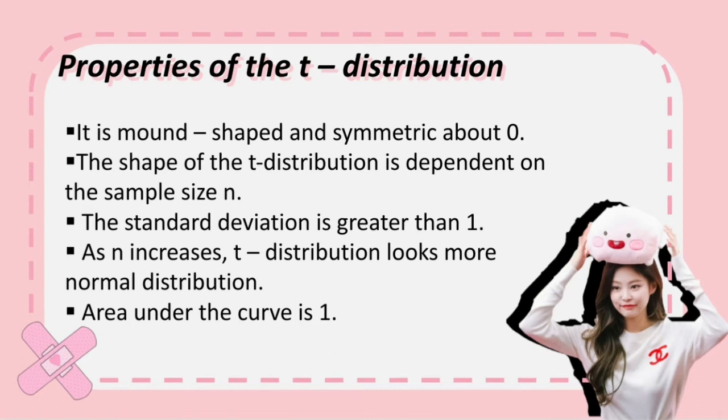And also, the standard deviation is greater than 1. Unlike sa normal distribution, the standard deviation is equal to 1. And as n increases, the t-distribution looks more like the normal distribution. And also, same with the normal distribution, the area under the curve is equal to 1.